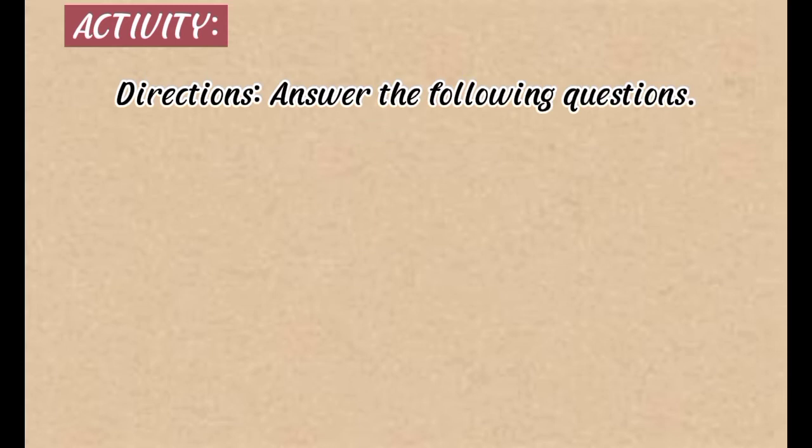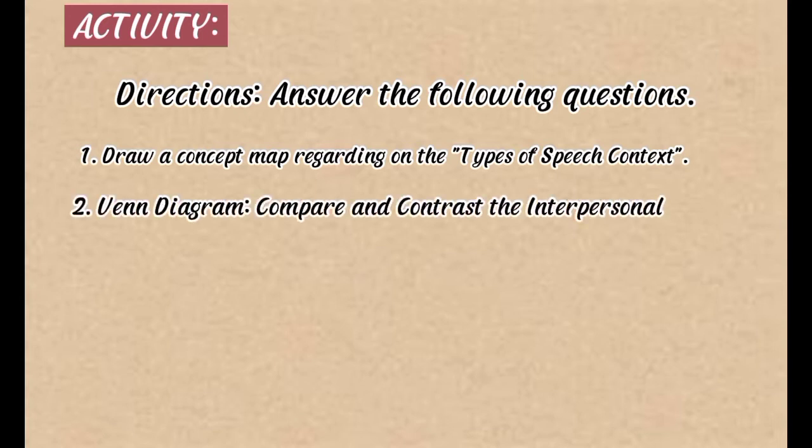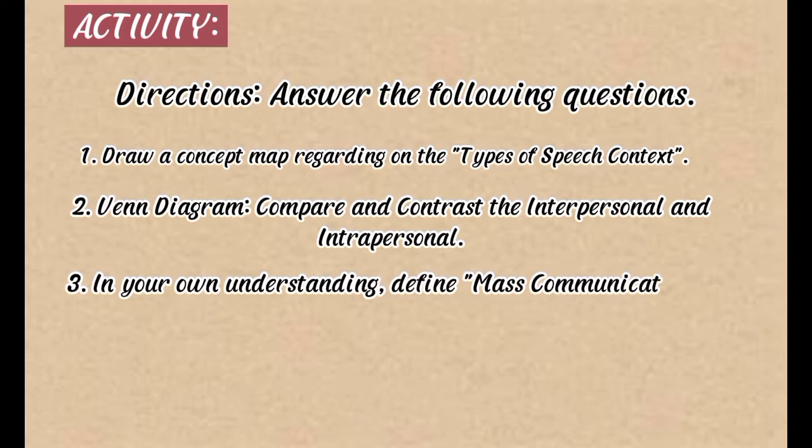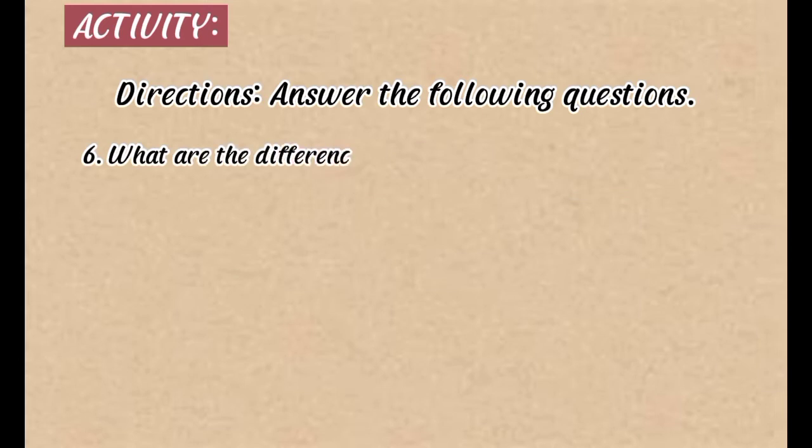Activity. Directions: Answer the following questions. 1. Draw a concept map regarding the types of speech context. 2. Venn diagram. Compare and contrast the interpersonal and intrapersonal. 3. In your own understanding, define mass communication. 4. Illustrate the self-talk. 5. Explain the types of interpersonal communication. 6. What are the differences between public and small group?